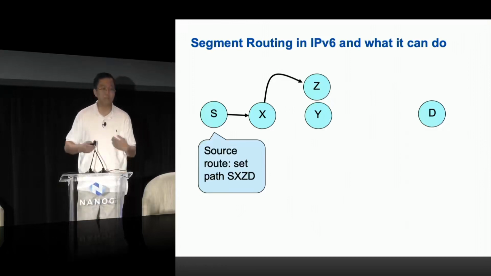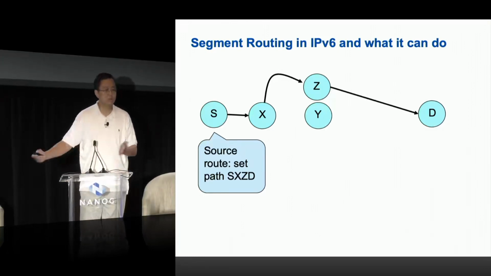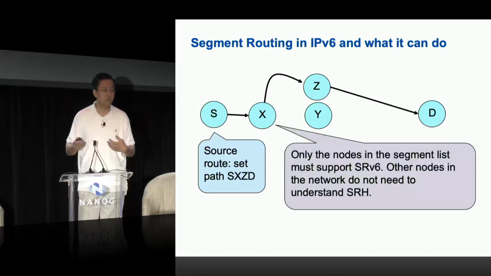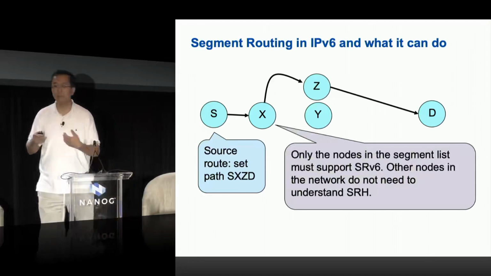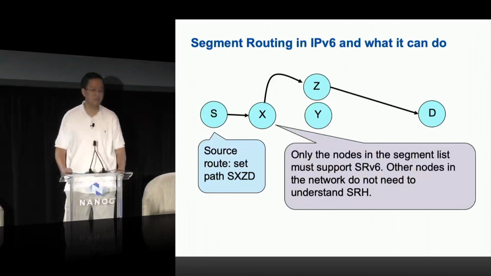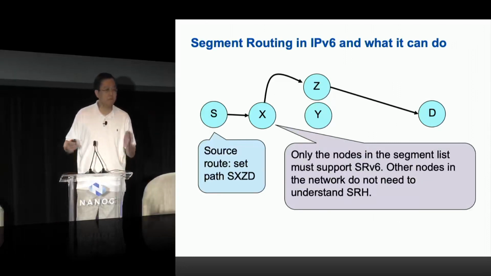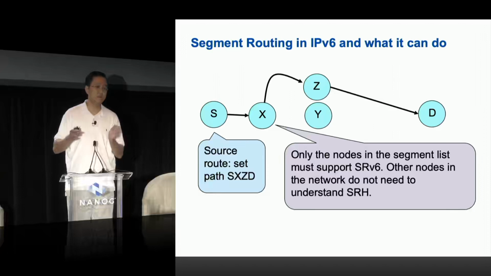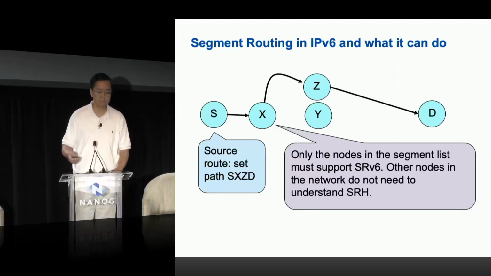Then Z will look at the segment and say, the next one is D, so I will just send to D. So in this setup, the nodes that are in between, S, X, Y, Z, they don't need to know segment routing at all. Only the nodes that are participating need to be able to process the segment routes. If this is the case, then we have found a way to manipulate traffic, to force it to go wherever we want. Of course, we are focusing on IPv6, right?